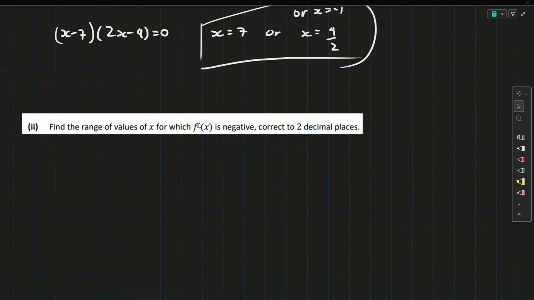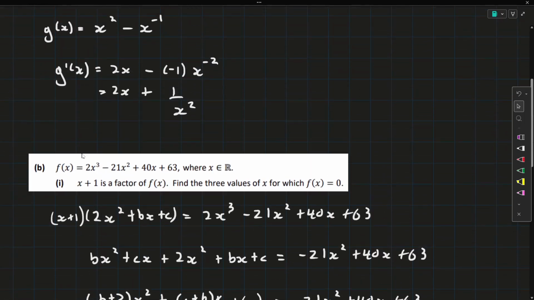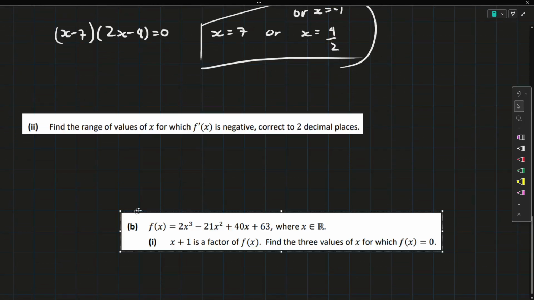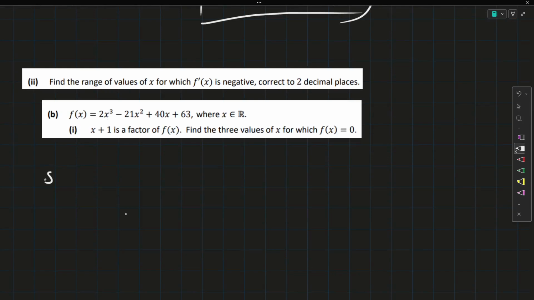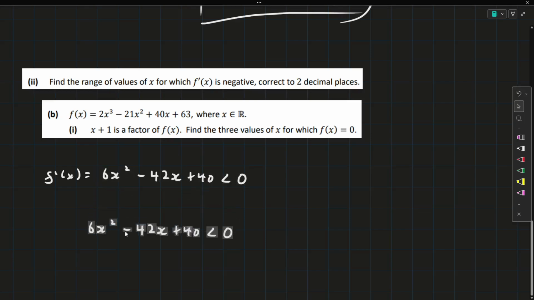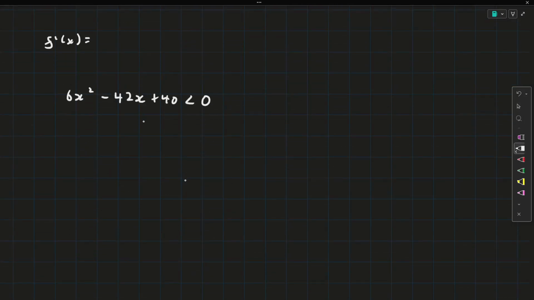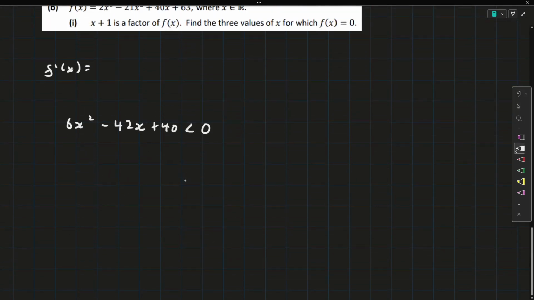We're told to find the range of values for which f prime of x is negative. So f prime of x, we just have to differentiate this. So f prime of x will be equal to 6x squared minus 42x plus 40 when you use the power rule. And we want that to be negative, so we want that to be less than 0, and we want to figure out what values of x. So the first thing to make this a little bit easier is we can divide everything by 2. And we'll get 3x squared minus 21x plus 20 is less than 0.